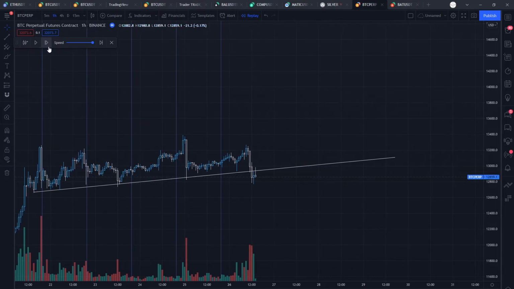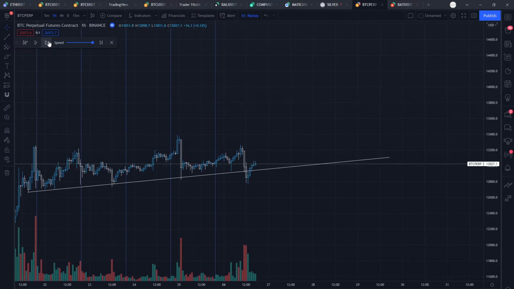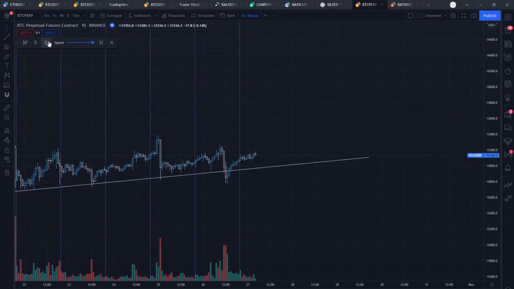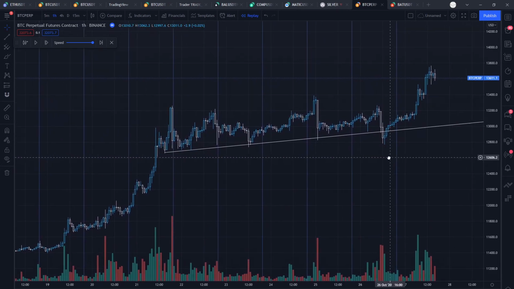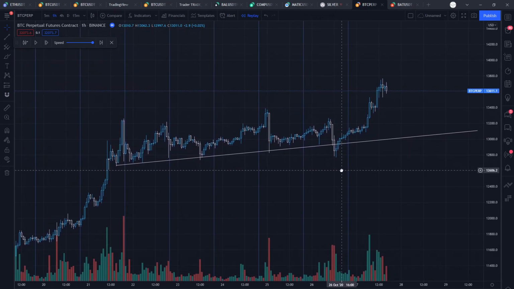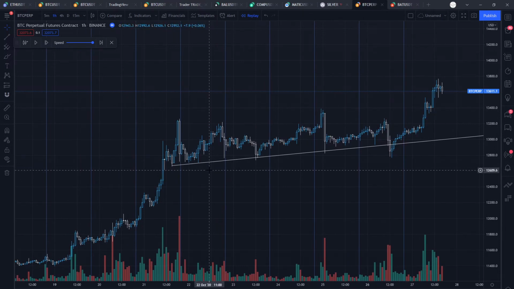Yup, we take that out. And, oh, okay. We do use that liquidity to move much higher. So this imbalance is just ignored. Okay, interesting. Actually, we didn't have that much imbalance.